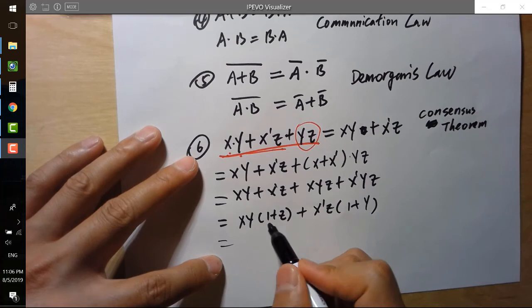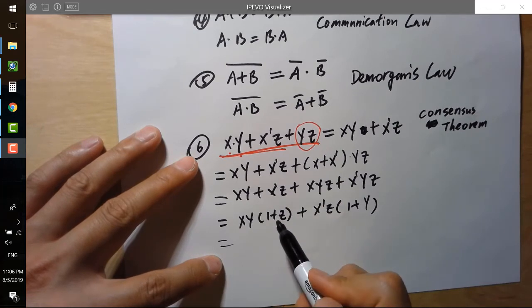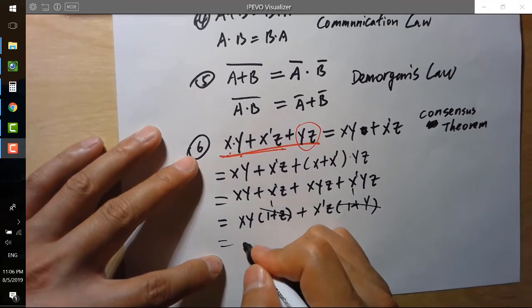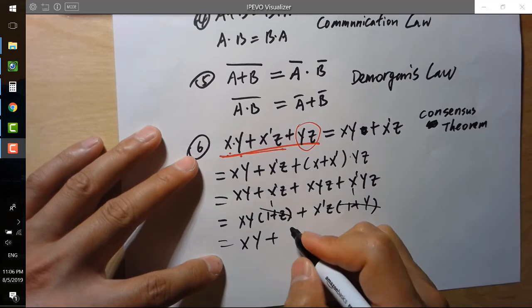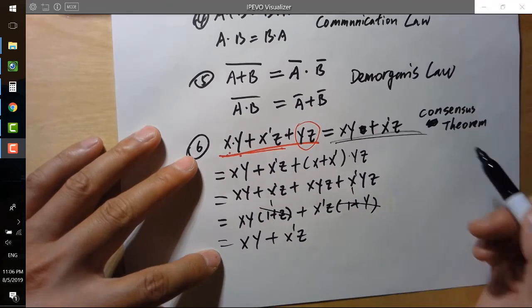And this, we know this. There's a 1, which is a super good player, so we just ignore this in the OR operation. So this is going to be 1, and this is going to be 1. And the final result will be XY or X not Z, which is here. So this one is proved.